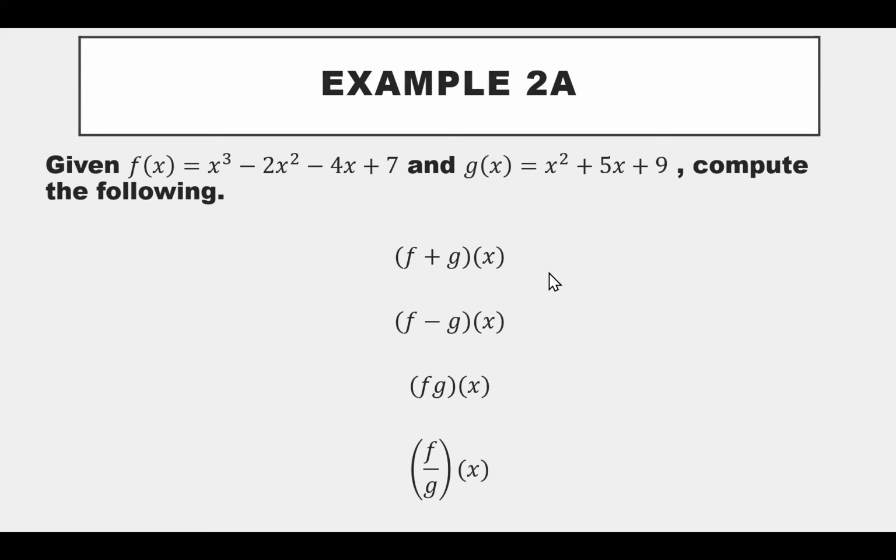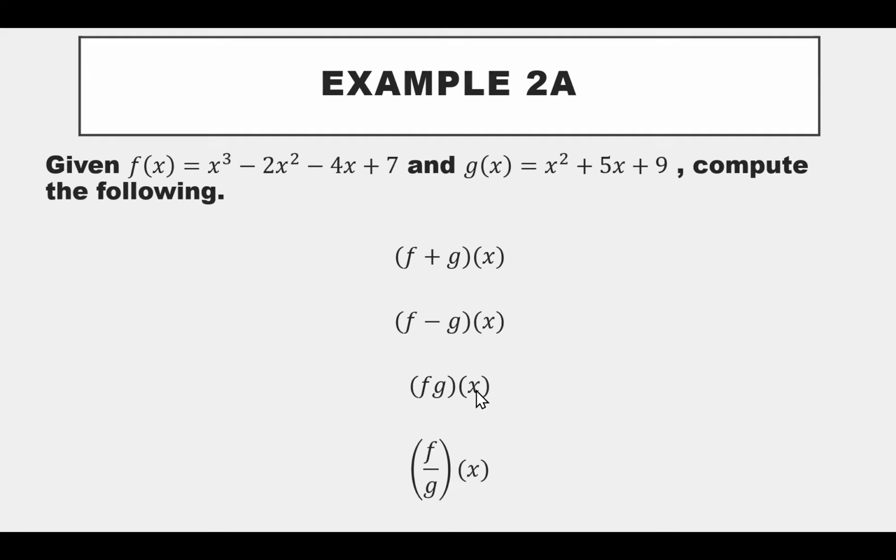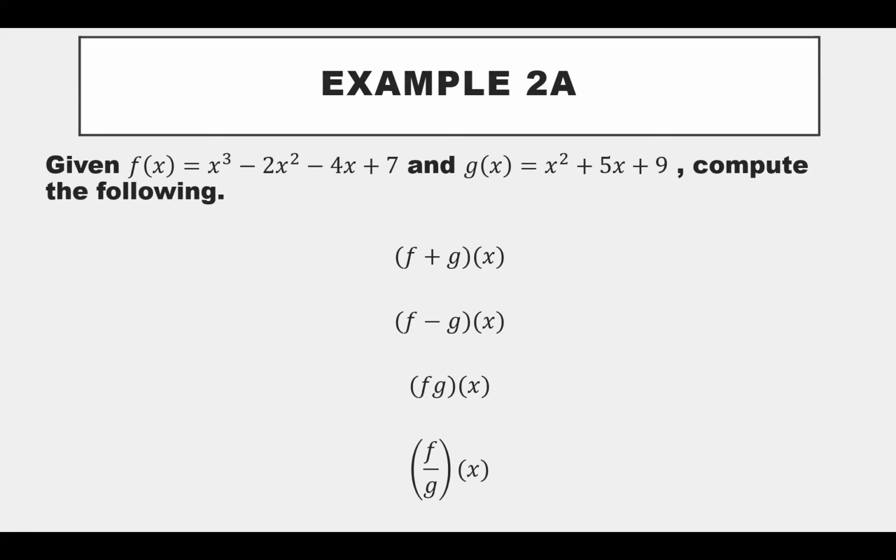If you want, try this on your own. Try computing f plus g of x, f minus g of x, f times g of x, f divided by g of x. And then after we do that, we'll plug in -1 for those x values. So we'll do this in general with a general x value, and then we'll do it with a specific x value of -1. Again, push pause on the video if you'd like to try that on your own. In a couple of seconds, I will do it.